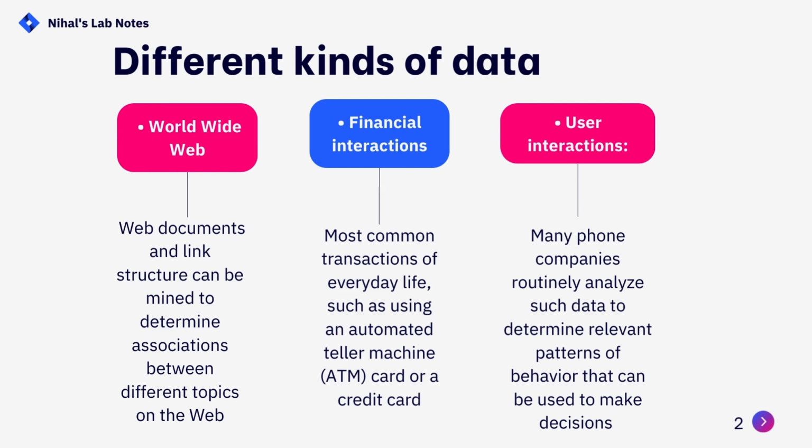possibly unwarranted behavior. Now, for financial interactions, the most common transactions of everyday life, such as using an automatic teller machine (ATM) card or credit card, can create data in an automated way. Such transactions can be mined for many useful insights, such as fraud or other unusual activity.